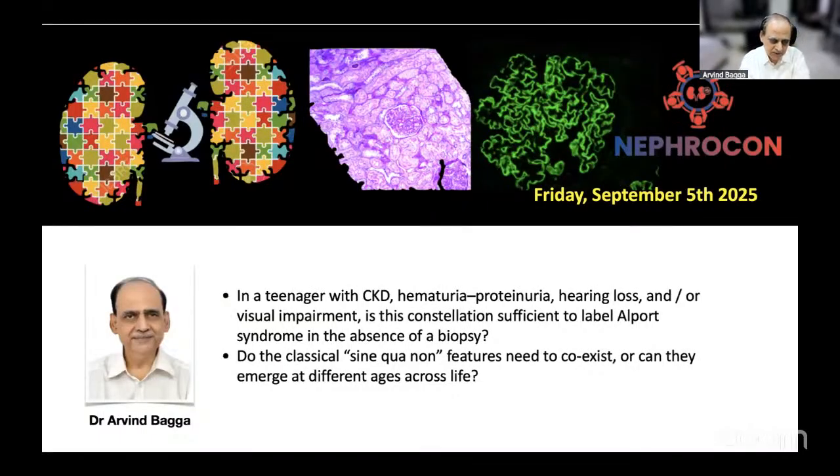Thank you so much for this opportunity to be here. If you look at a teenager with hematuria, proteinuria and hearing loss, visual impairment is uncommon. Apart from considering Alport, one would have to consider other syndromes in which you can also have hearing loss. One thing we often discuss is the myosin heavy chain syndromes, Fechtner and Epstein, where you could have hearing loss, thrombocytopenia, and so on.